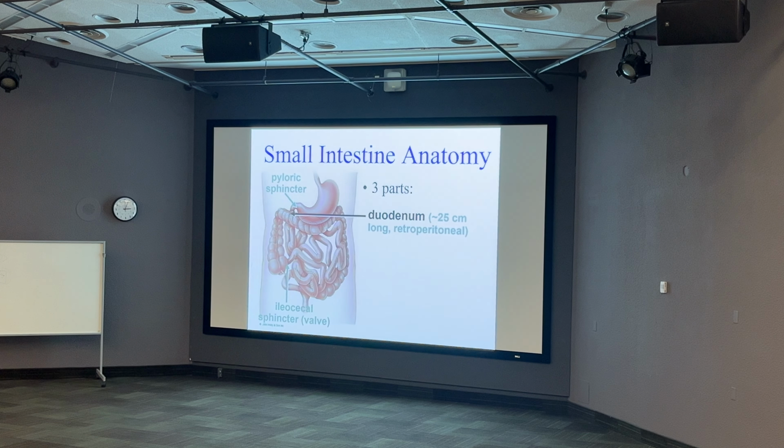we find that this proximal portion, the duodenum, is only about 25 centimeters long. So again, not a very long component of the small intestine, but arguably the most important. The reason that I would argue it's probably the most important of the three is that most of the chemical digestion is going to be happening most intensely here in the duodenum.